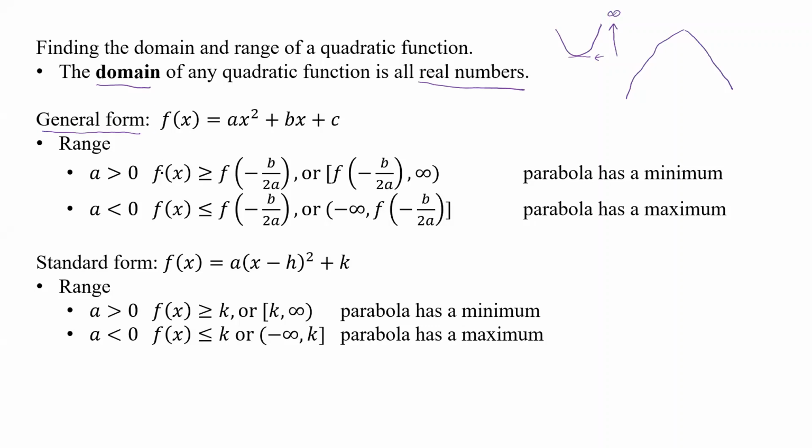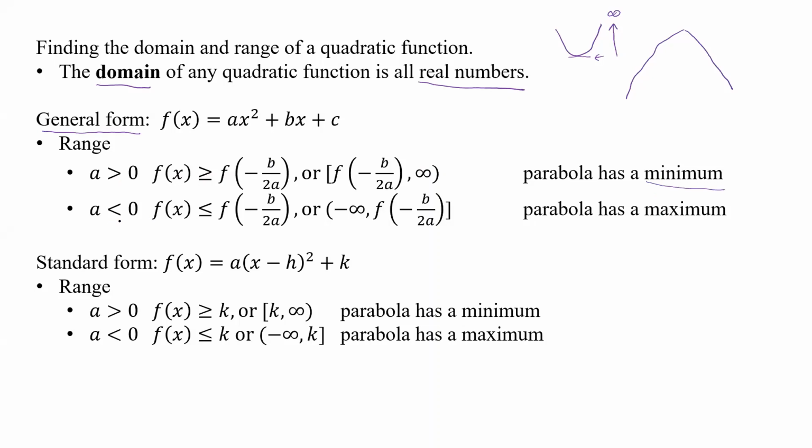And so, well, what is that value? Well, f of x is going to be greater than or equal to f of h, or minus b over 2a. So whatever that is, you just plug that in into your formula, and then it's going to be basically your bracket on the left, then whatever that value is plugged into your equation, comma, positive infinity. And that's when a is greater than 0 because you have the minimum.